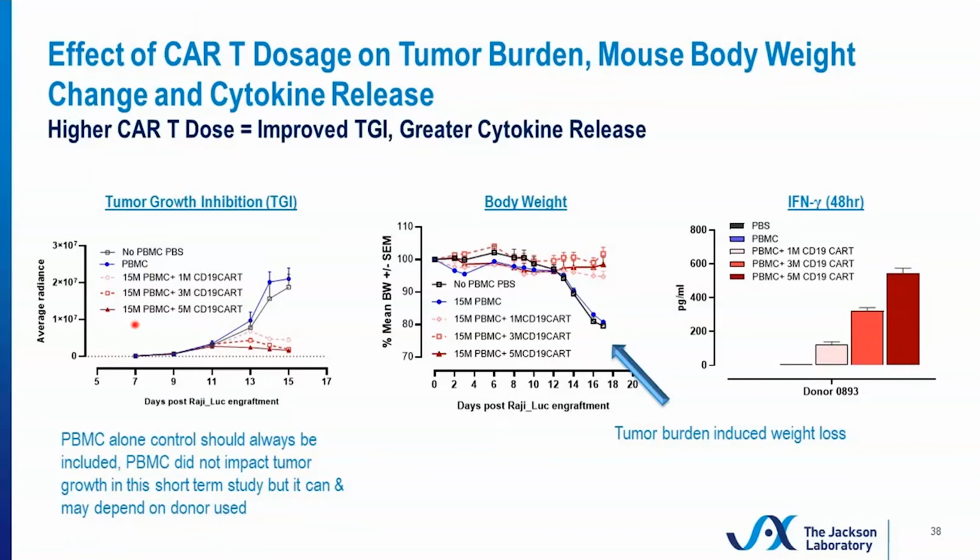In this particular donor, we did not see body weight loss as it's clearing out these tumors in these mice. But we did see good tumor response, and we saw a dose response from the CAR T in terms of tumor clearance. The body weight decline was only in those setups where there were no CAR T, only PBMCs. But in the presence of CAR T, as you increase the dose, you increase the interferon gamma response or release. So there was a CRS response here.